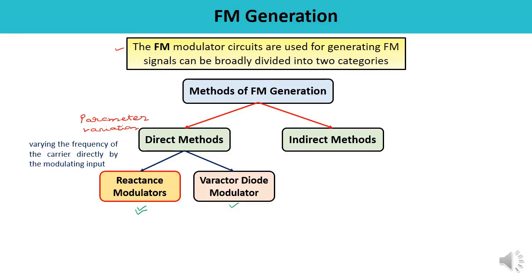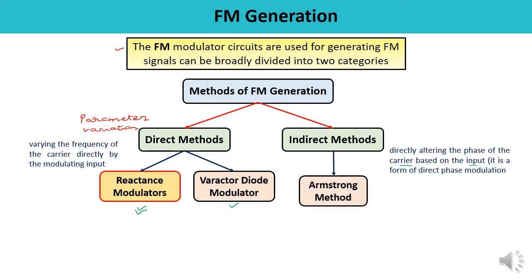The second technique for the generation of FM signal is the indirect method or Armstrong method. In this method, the FM signal is generated by phase modulation. Means the carrier oscillator can be used here to increase the frequency stability, and here directly altering the phase of the carrier is done, which is based on the input. So the Armstrong method is the indirect method.